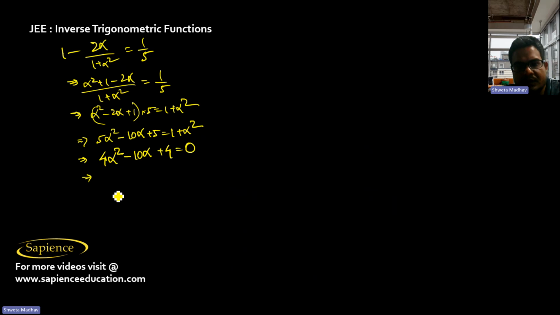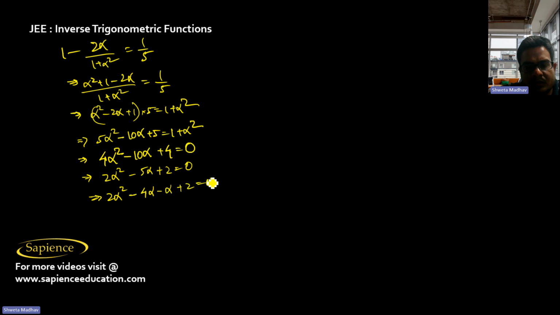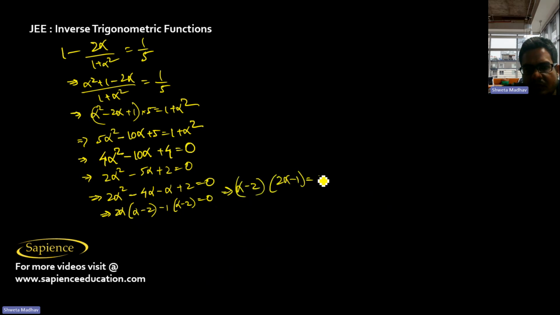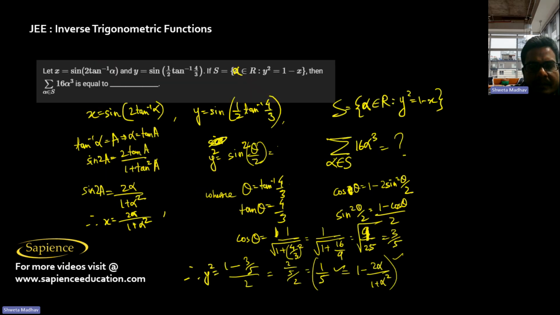So from here we can say 2 alpha square minus 5 alpha plus 2 is equal to 0. So I can say 2 alpha square minus 4 alpha minus alpha plus 2 is equal to 0, since 4 times 1 is 4 and 4 plus 1 is 5. So 2 alpha into (alpha minus 2) minus 1 into (alpha minus 2) is equal to 0. So (alpha minus 2) into (2 alpha minus 1) is equal to 0. So alpha can be 2 or half.